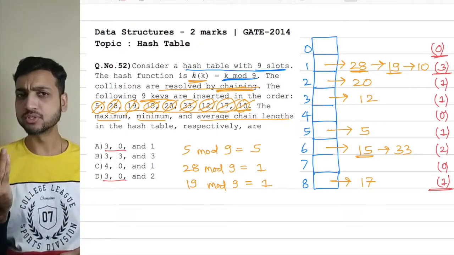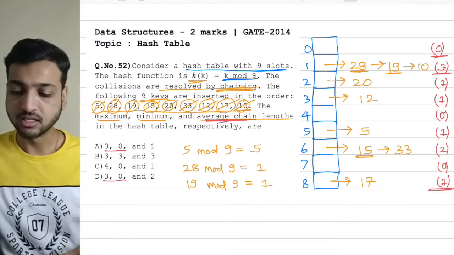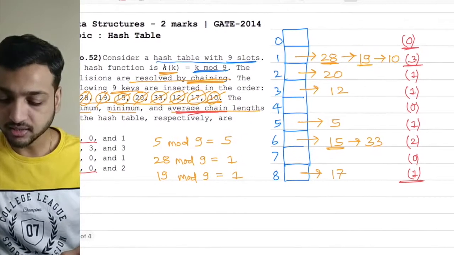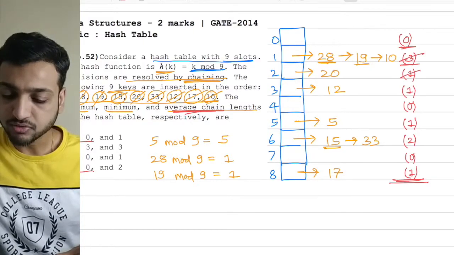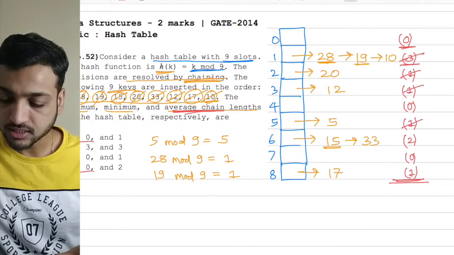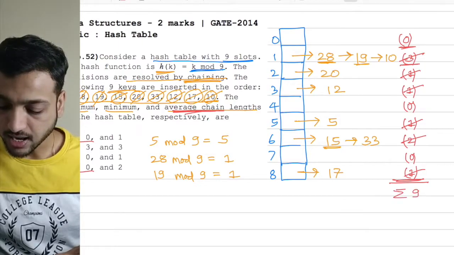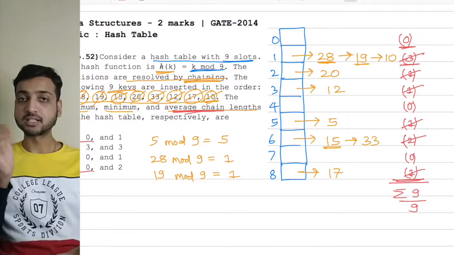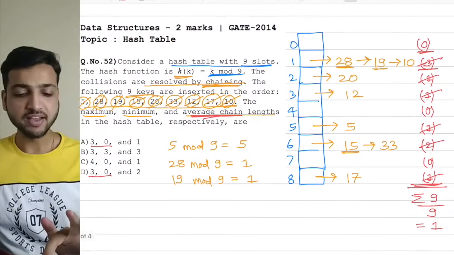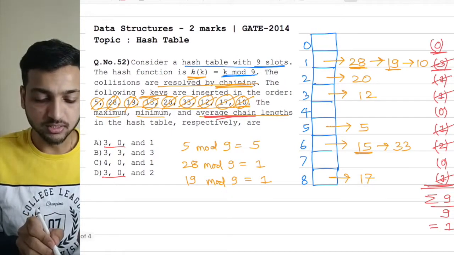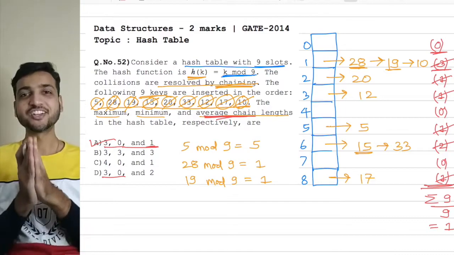So there are 2 possible options, A and B. Now we have to calculate the average chain length. In order to calculate the average chain length, let's do a summation of all these values. So 3 and 1 is 4, 5, 6, 7, 8, 9. So the summation is 9, and the total number of hash buckets is 9. So 9 divided by 9 is equal to 1. Simple. So the average is also going to be 1. As you can see, option A is going to be our right answer.